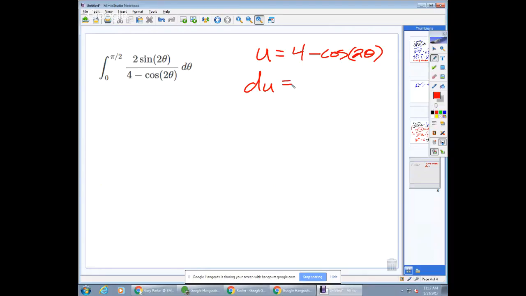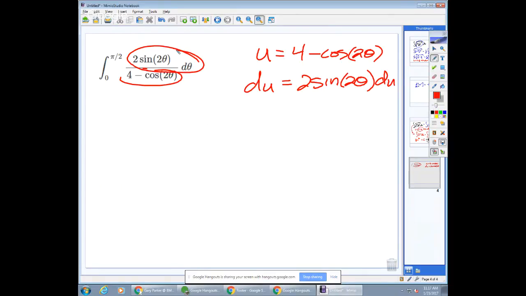So I think I get what? The sine of 2 theta. What else? Times 2 because of the chain rule. Yeah, so we have the chain rule within the chain rule here. Because remember, substitution is just reversing a chain rule. Oh gosh, that's the numerator. Right? So here's my u, and here's my du.